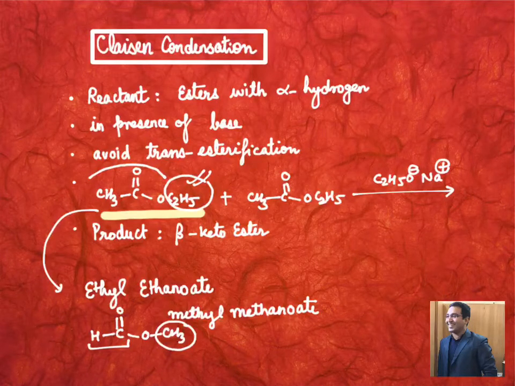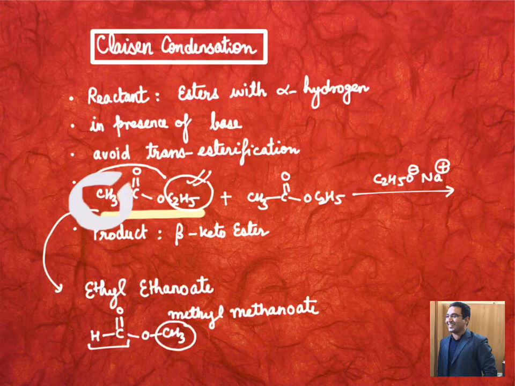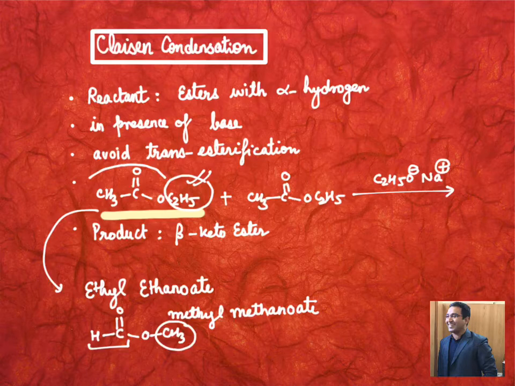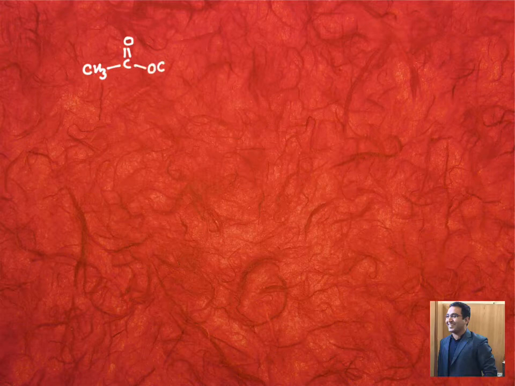If it is clear, then we can say the reactants are esters with alpha hydrogen present. So where is the alpha hydrogen here? Look at the hydrogen on the carbon next to the C=O. Observe this carefully. The hydrogen carried by this carbon is the alpha hydrogen. What is the property of this alpha hydrogen and why are we interested in it? For that, say CH3 C=O OC2H5 is given to us, so we can draw it like this.